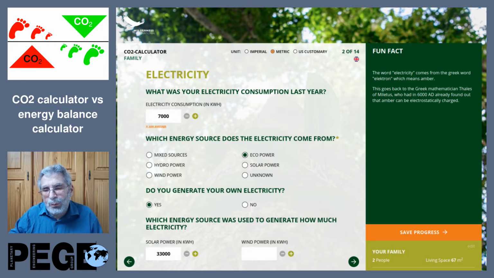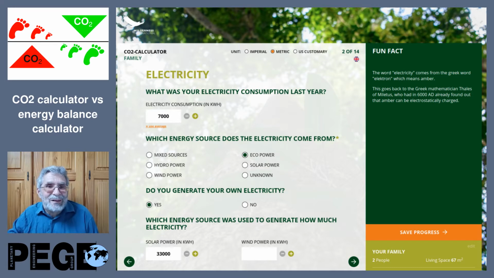Then there is eco power, mixed sources, hydropower, wind power. I find this not very useful, because when you go to the market and say, I want only bio food, it's very expensive compared to normal food. But here I see no price differences between eco power and normal mixed power, so I don't think it's very useful. Do you generate your own electricity?